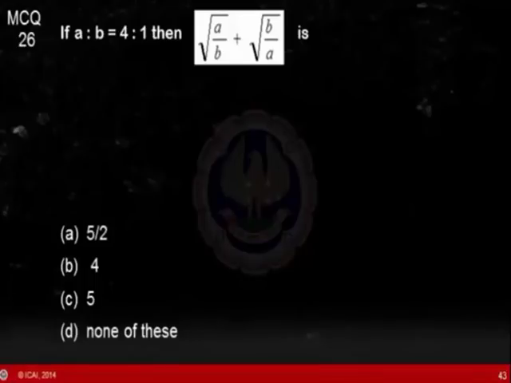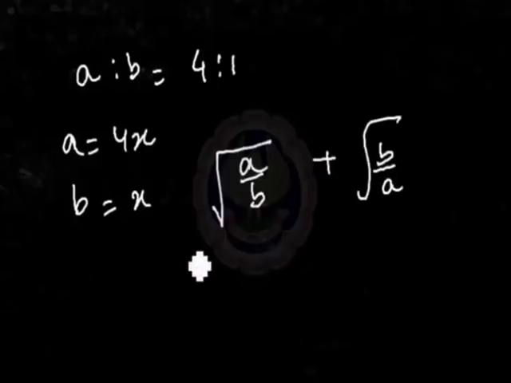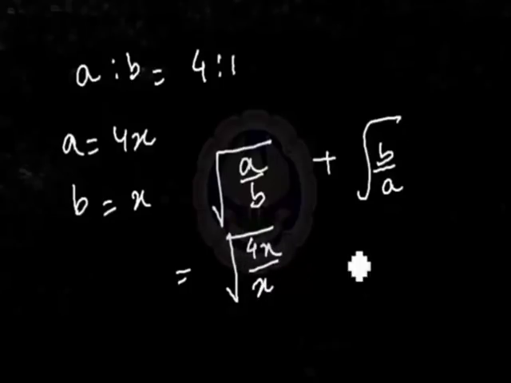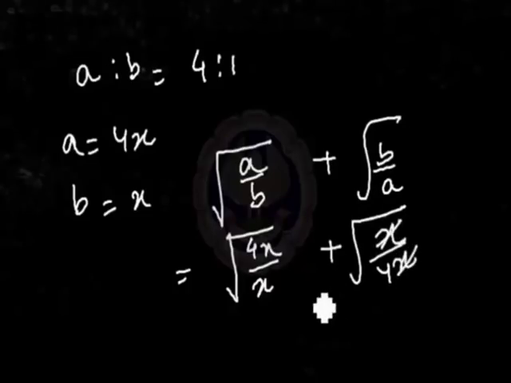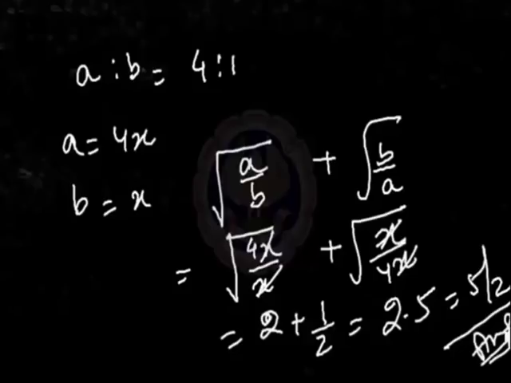We'll solve this on the board also. So the question was A is to B is equal to 4 is to 1. So we took the common ratio as x. So A is equal to 4x, B is equal to x. We have to find out the value of root over of A by B plus root over of B by A. I'm just writing this. This would be equal to root over of 4x by x plus root over of x by 4x. I'm just cancelling out x and x, and here also x and x. So it's giving me 2 plus half, which is 2.5, 5 by 2. This is the answer, which was option A.